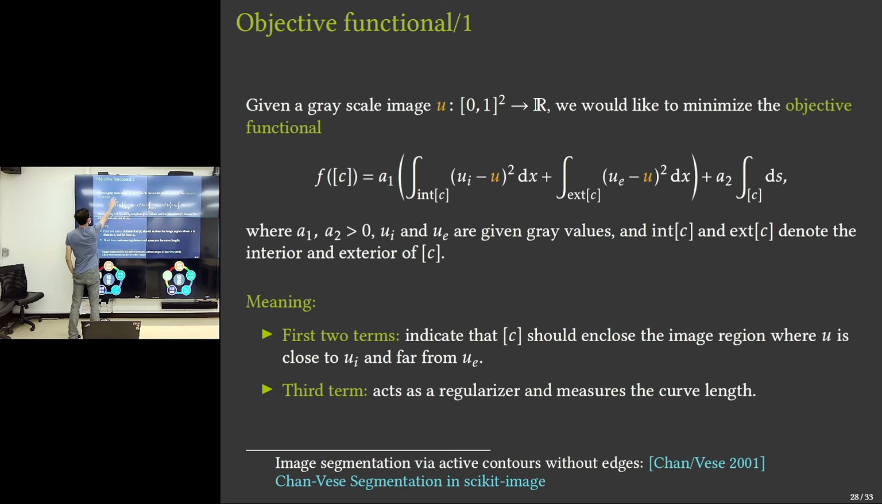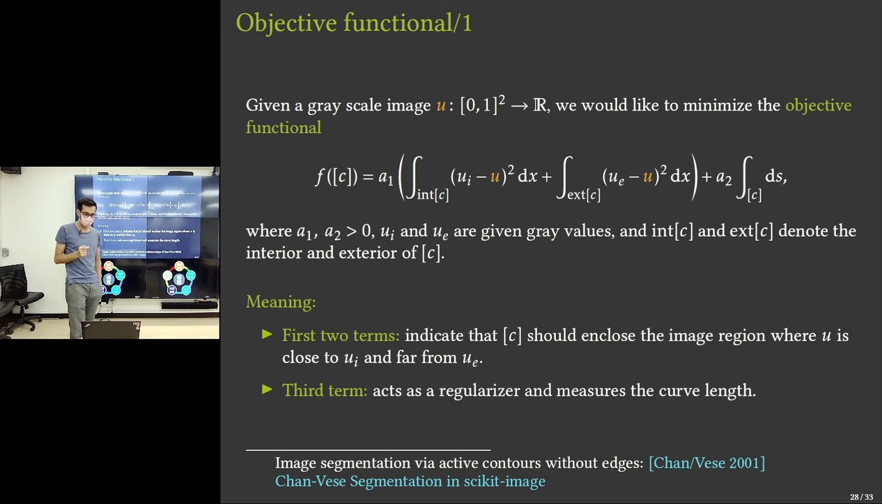We have a given grayscale image, U, defined on a square, 0, 1, to R. So let's say pixels, and each pixel is a gray value. We want to minimize this objective functional. Bracket C is notation for the curve. Then we are going to write it in full. But for the moment, we have A1, A2, just some positive scalars, and UI and UE are given gray values, and int C and ext C denote the interior and exterior of the curve.